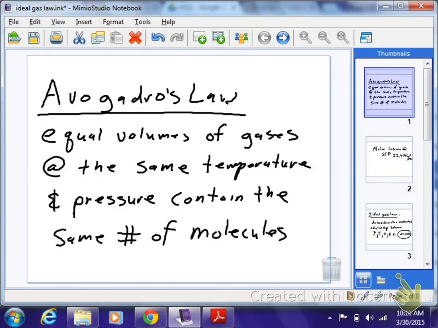So the number of molecules in this box represents 1 mole of molecules. And that's called a molar volume at STP. So this would be conditions under standard temperature and pressure. The volume is going to be 22.4 liters. That's your volume.